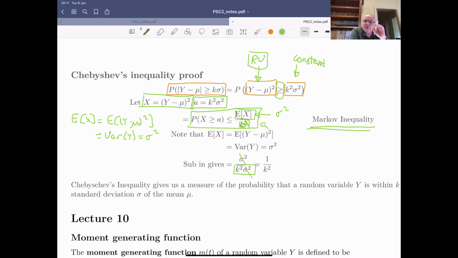Notice I'm assuming that sigma is not equal to 0 here. We're assuming we don't have what we call a degenerate random variable, that is no variance. So I can divide. If not, I couldn't do this at this point, but I can, and that gives me my 1 over k squared. Okay, so now we've got that, let's use it.